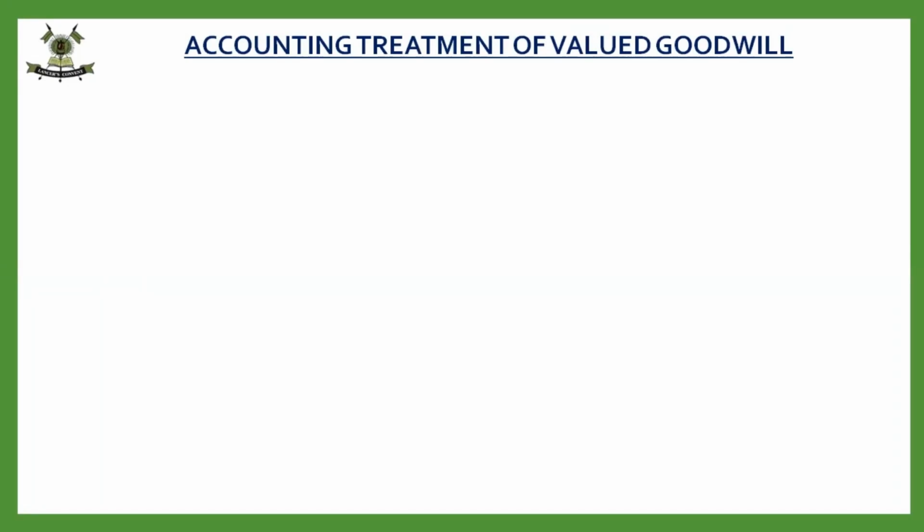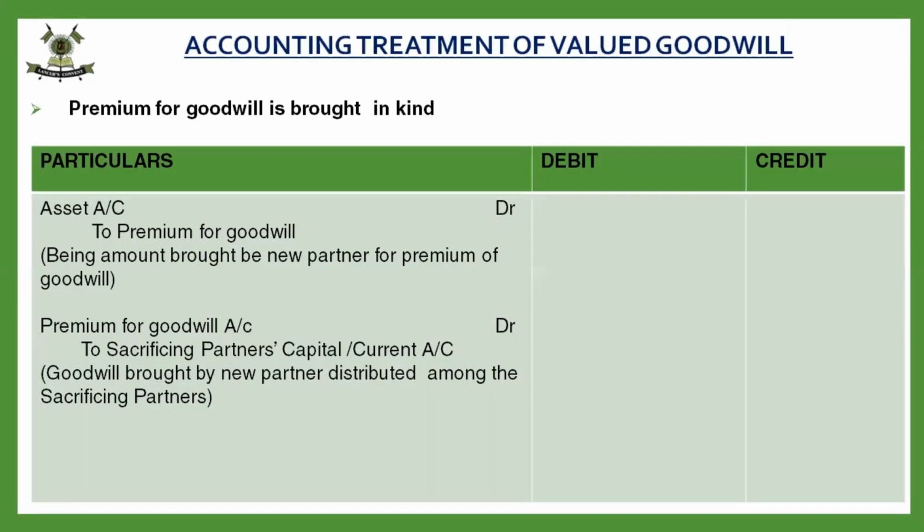I'm showing you the entries. Asset accounts to premium for goodwill, but I added one point here. This is sent by whom? This is correct. Even Rahul has given the correct answer. Let me see the name. Tushar. Tushar, your answer is correct. Let's see the answer now.